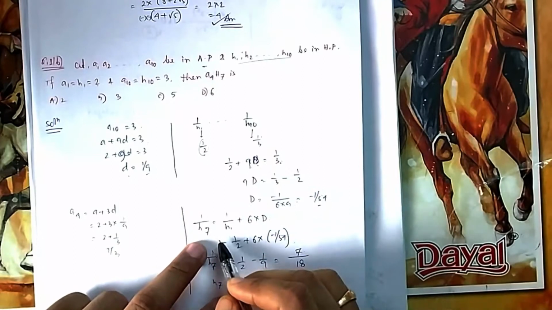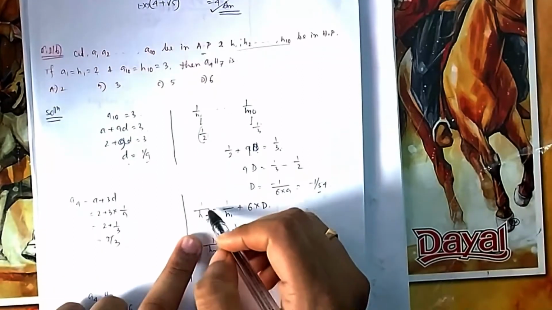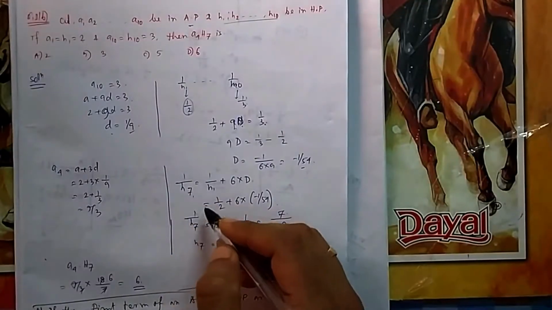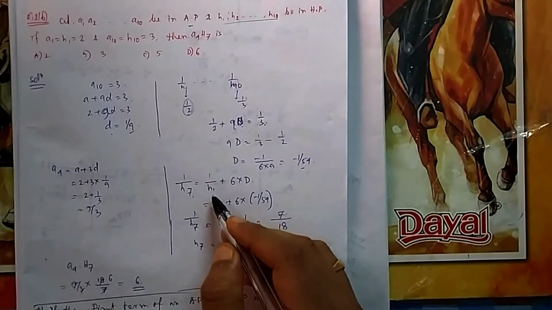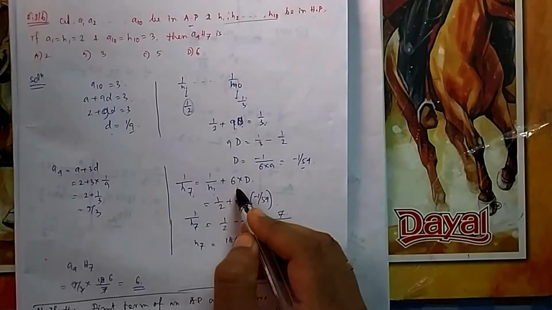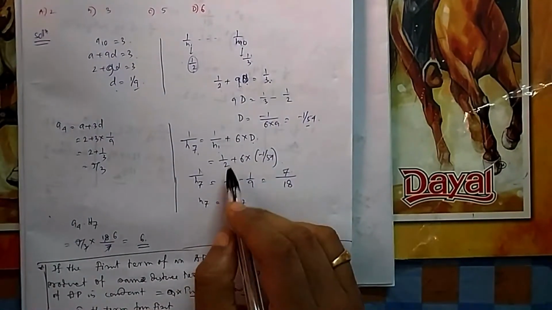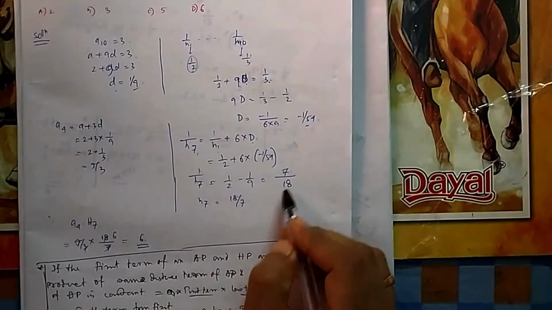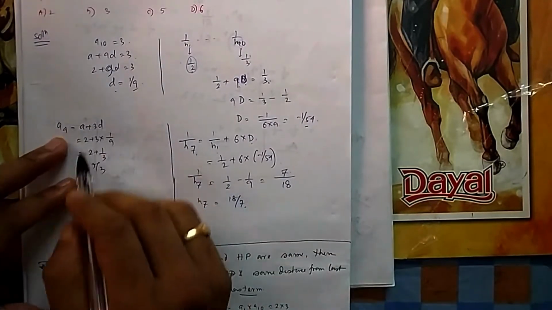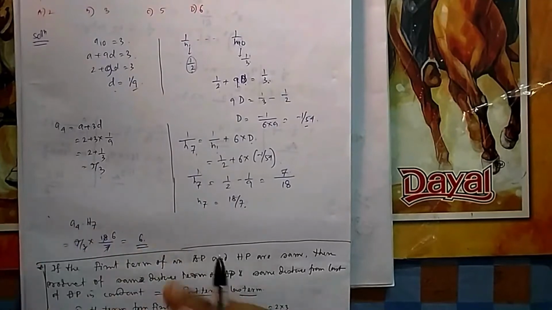You need h7, so you calculate 1 by h7 from the AP. So 1 by h7 will be 1 by h1, the first term, plus 6 times that difference. If you apply it here, you will find 1 by h7 is this one, so h7 will be this one, and here you calculated a4. You take the product of these, you will get 6.